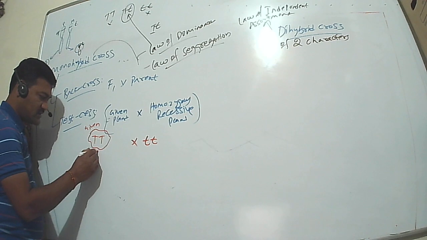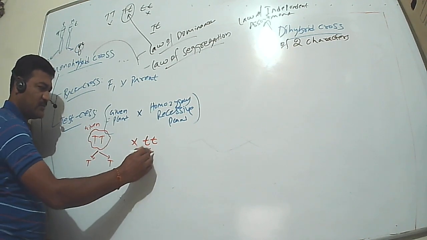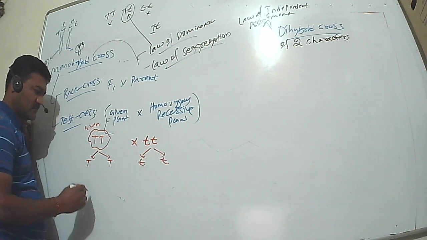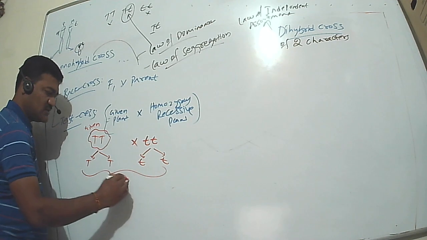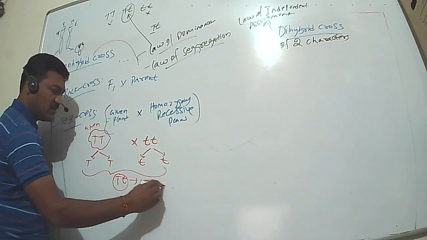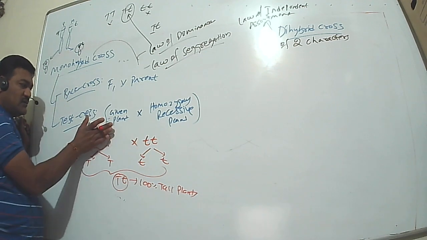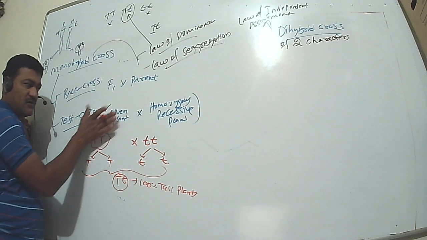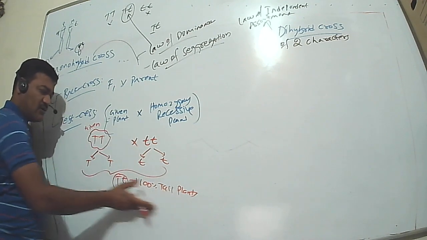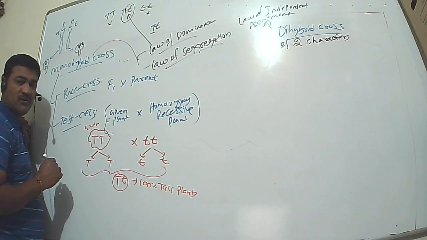So what you will get actually, I'll get here only one type of gametes, capital T, and here one type of gametes, small t. And when they fertilize everywhere, you get one type of plants, which is capital T, small t. So I'm getting 100% tall plants. So if a plant whose genotype is not known, if I cross with a homozygous recessive plant, and if I get all tall plants, 100% tall plants, that is a homozygous tall plant.